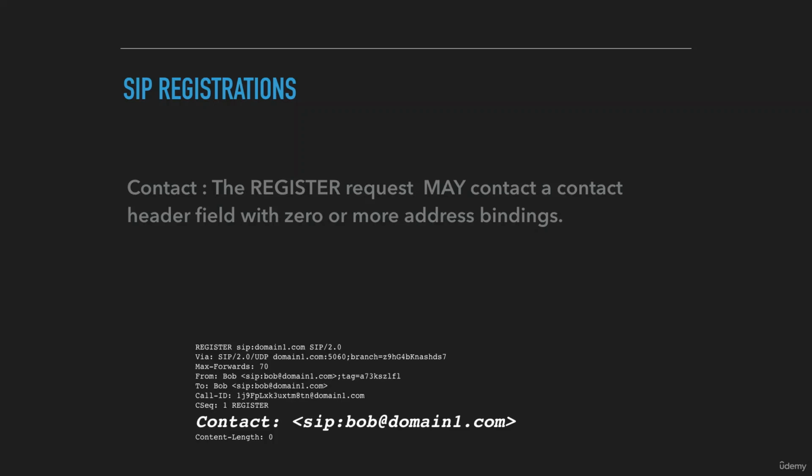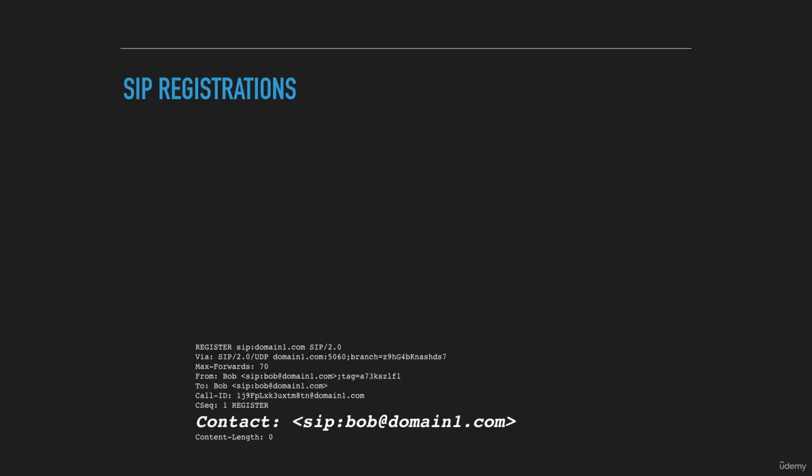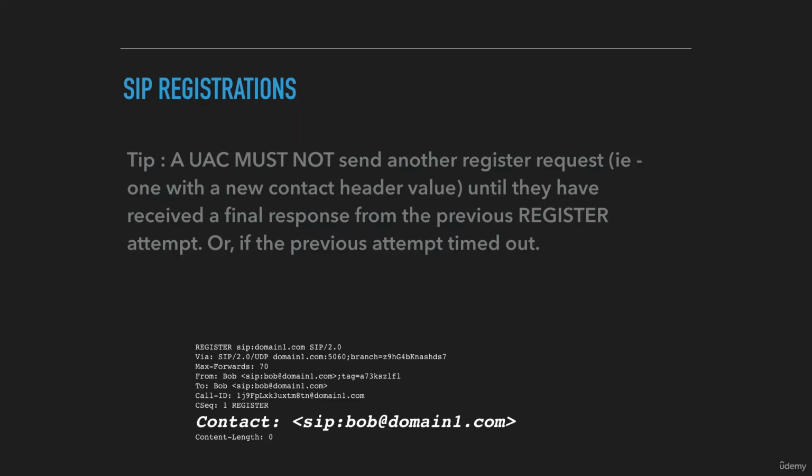Contact. The register request may contain a contact header field, or may include a contact header field with 0 or more address bindings. A UAC must not send another register request, i.e. one with a new contact header value, until it has received a final response from the previous register attempt, or if the previous attempt timed out.